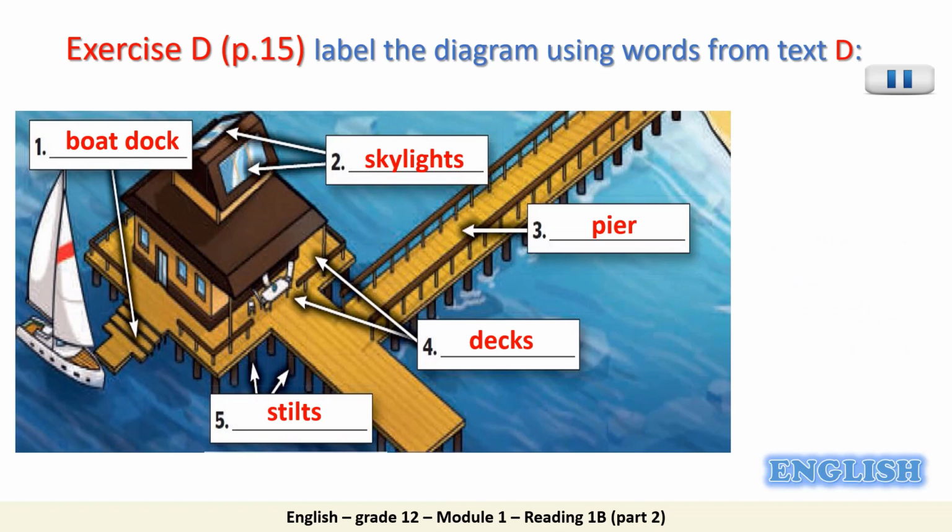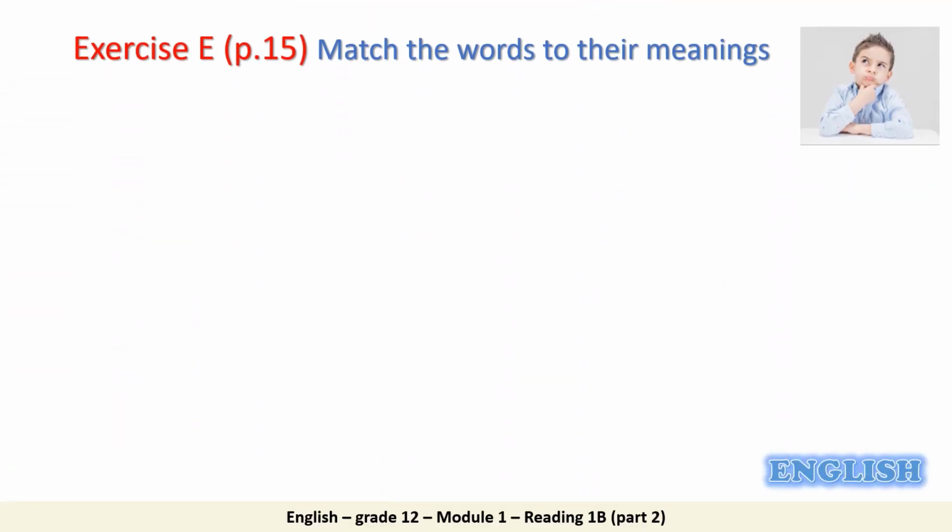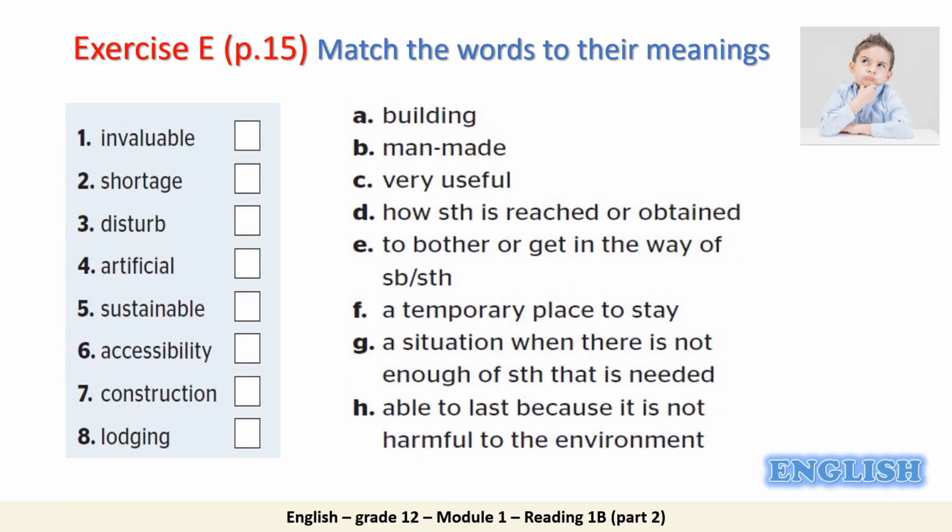Now that we have an idea about the design and features of the over-the-water bungalows, do text D and the other three texts enrich your vocabulary? Let's check together to what extent did text A, B, C, and D enrich our vocabulary. In exercise E, page 15, we will match the words to their meanings. We have 8 words to match them with their definitions.